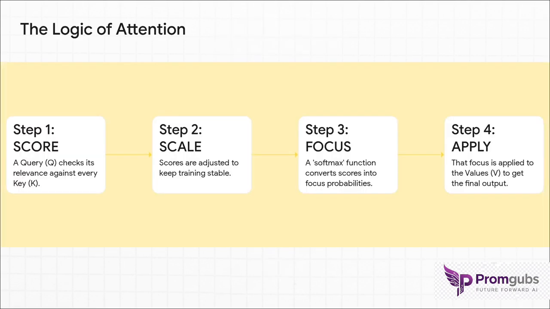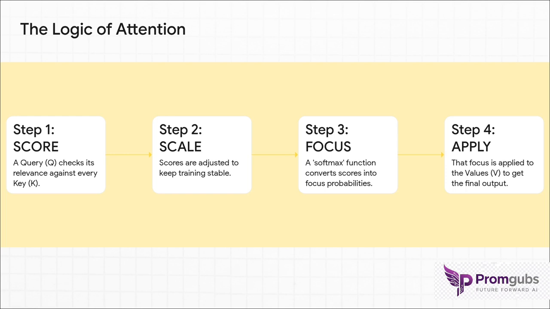The answer is attention, and honestly, it works in 4 pretty elegant steps. So for each word, we create 3 little vectors: a query, which represents what the word is looking for, a key, which is what the word has to offer, and a value, which is the word's actual content. So, step 1, score. The query from our current word looks at the key of every other word to score how relevant they are to each other.